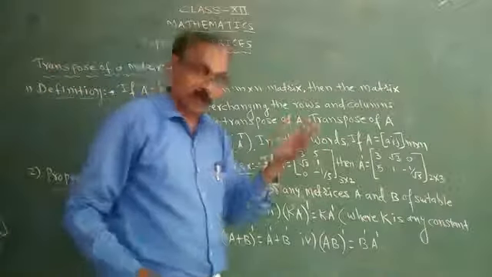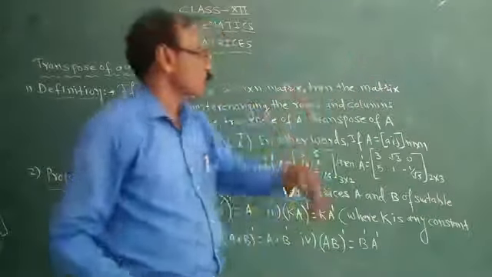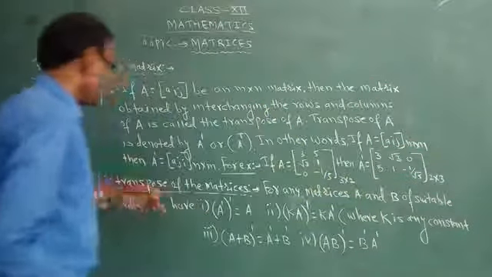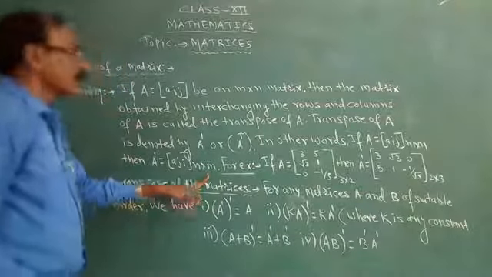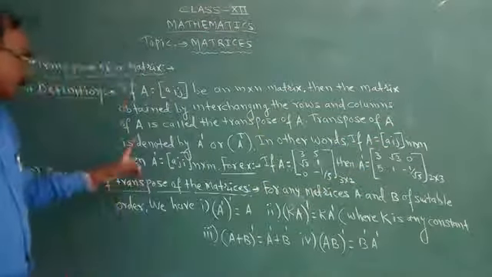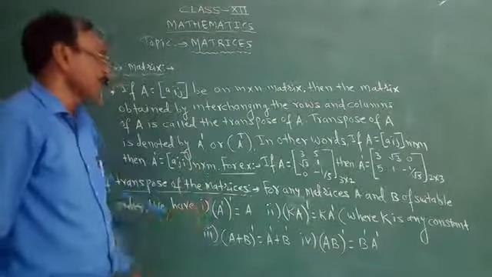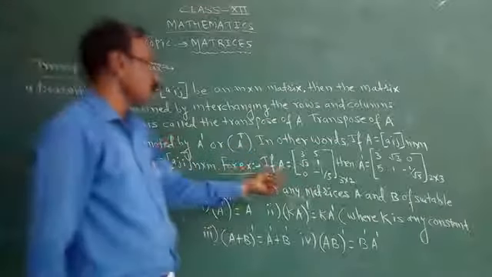If the order is 2 by 3, then the order of the transpose of the matrix will become 3 by 2. So if it is m by n, it becomes n by m. Therefore, if A = [aij] of order m by n, the transpose of A is [aji] of order n by m. For example, let us see an example.